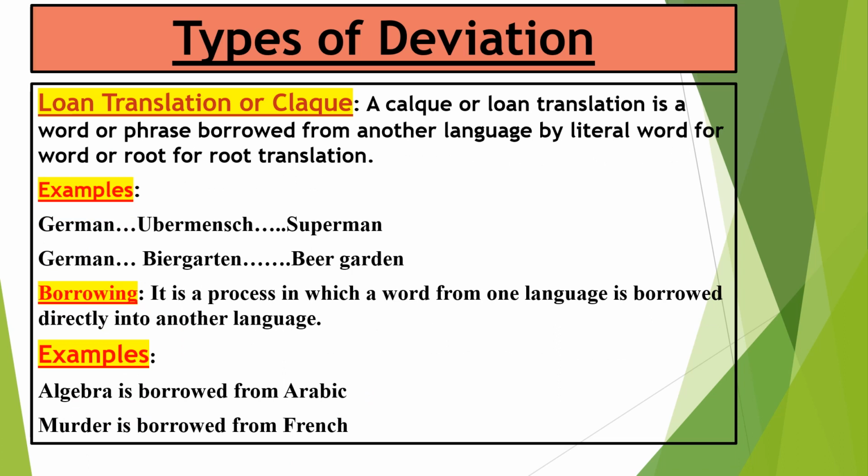Loan translation or calque. Calque or loan translation is a word or phrase borrowed from another language by literal translation. When we borrow one word from another language, but we also translate that word, that is called calque or loan translation. For example, Übermensch. This is one of the famous concepts from the German language, and this is called Superman, and this is used in most of the modern novels and modern dramas as well. Borrowing. When we just borrow the word as it is without changing the spelling, without changing the pronunciation, that is called borrowing. Algebra and murder. Algebra is borrowed from Arabic and murder is borrowed from French.